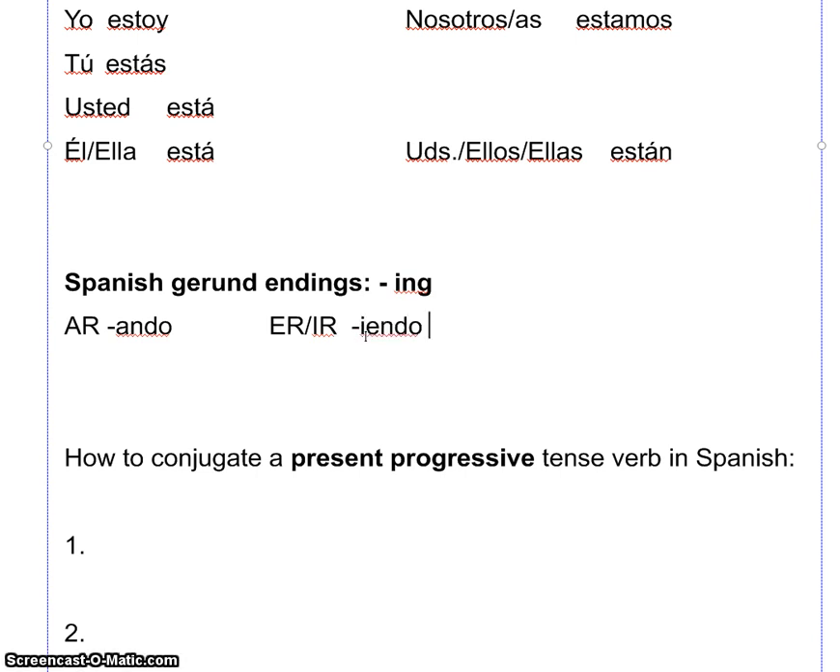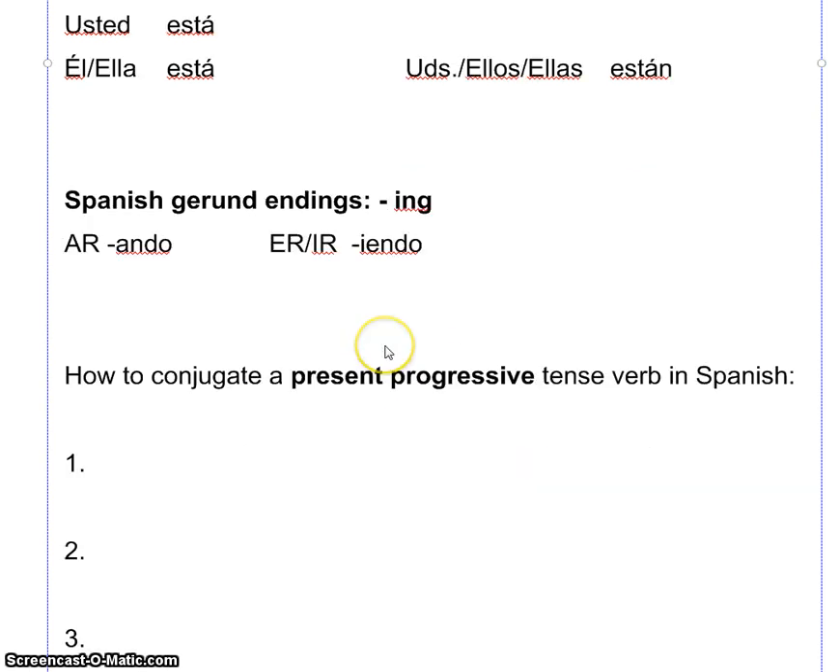Now, you notice my pronunciation of this. IE in Español produces this sound. Yendo. So when I say this in Español, as far as for eating, for example, it's comiendo, or living is viviendo. Okay? So it just sounds like a Y sound right there. Yendo.